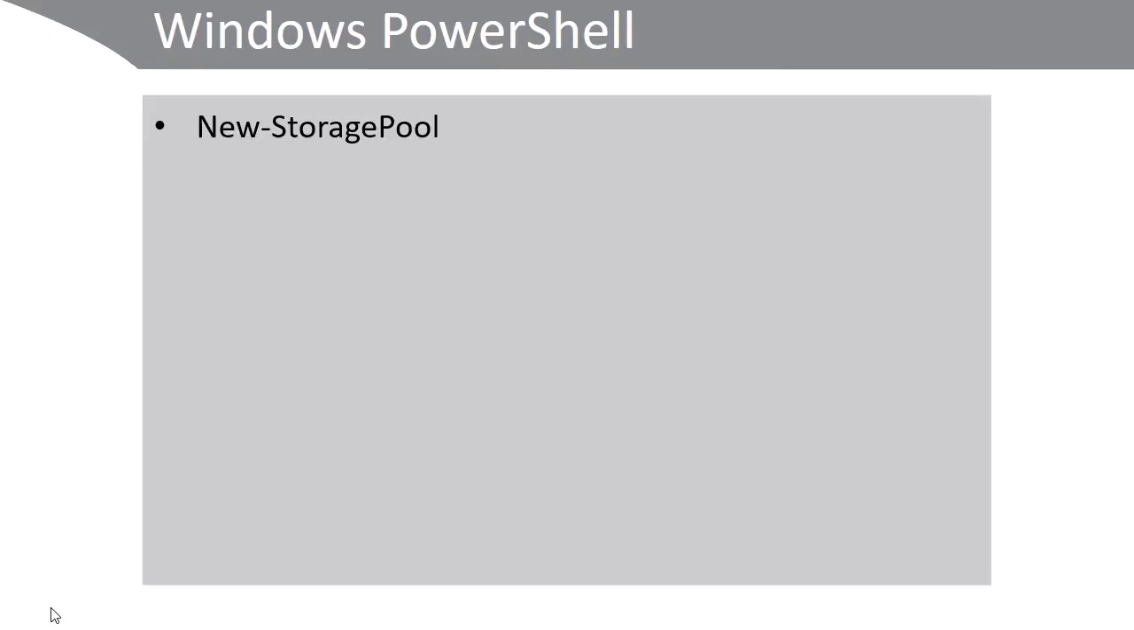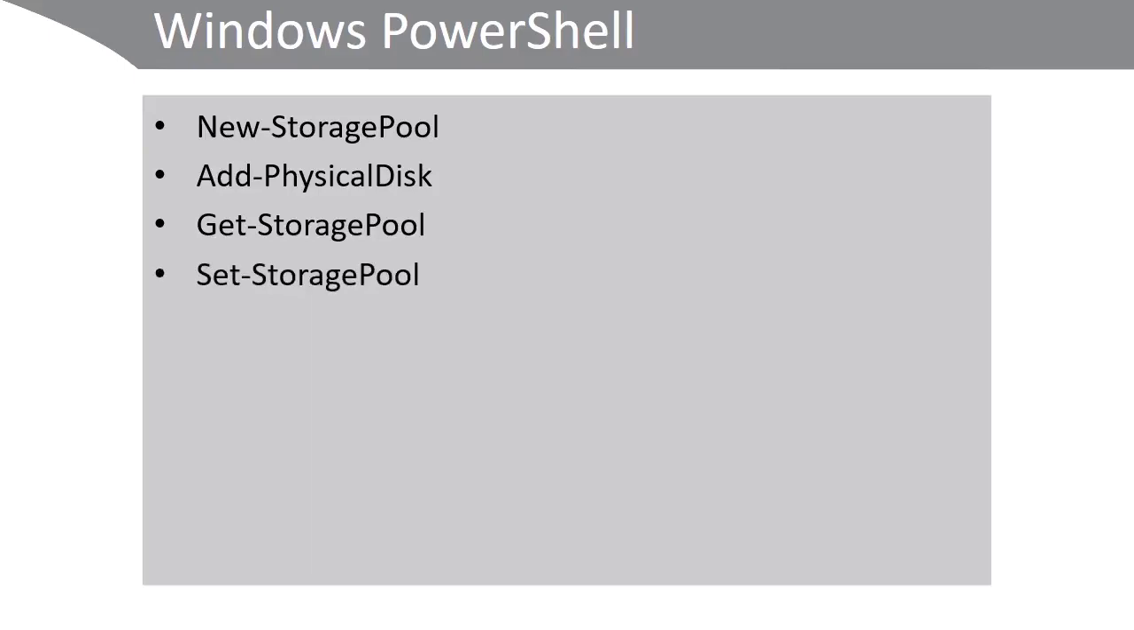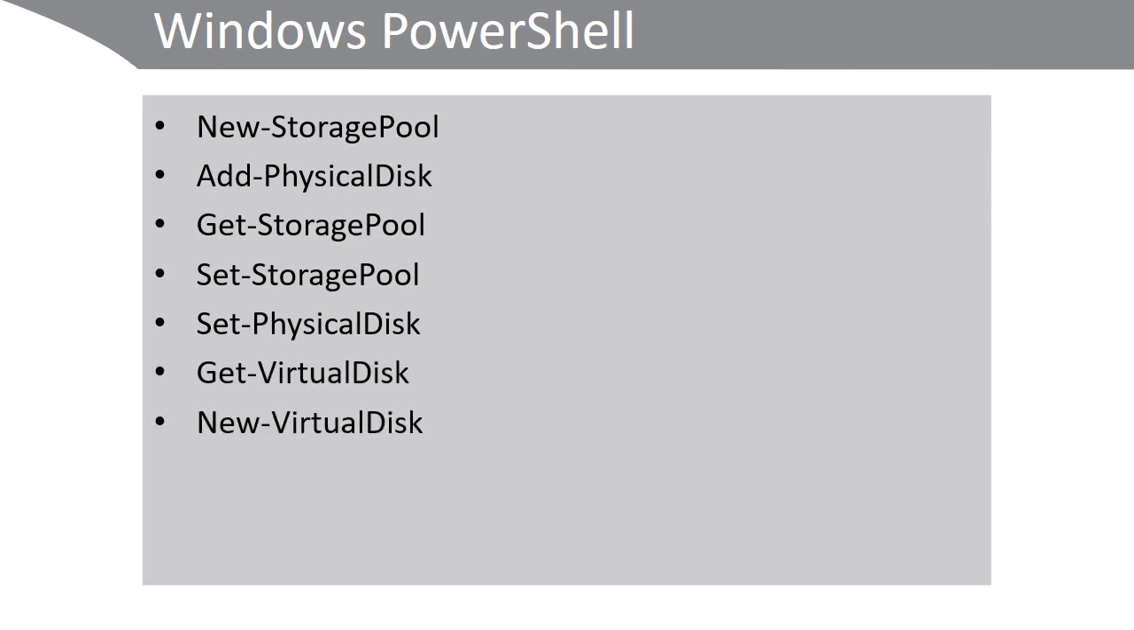New-StoragePool creates a new storage pool using a group of physical disks. Add-PhysicalDisk adds a physical disk to a storage pool for the creation of one or more virtual disk objects. Get-StoragePool gets a specific storage pool or set of storage pool objects that are available. Set-StoragePool modifies the properties of the specified pool. Set-PhysicalDisk sets the attributes on a specific physical disk. Get-VirtualDisk returns a list of virtual disk objects. New-VirtualDisk creates a new virtual disk in the specified storage pool. Remove-VirtualDisk deletes an existing virtual disk and reclaims the space for use by another virtual disk in the same storage pool.